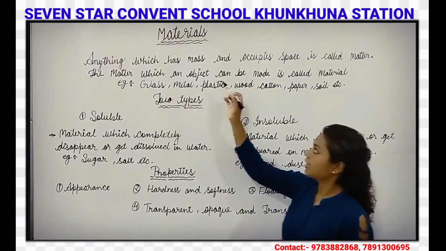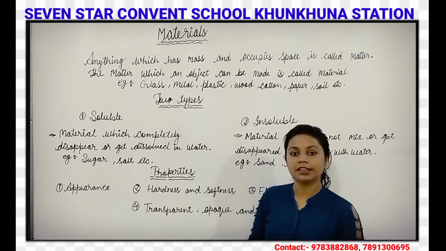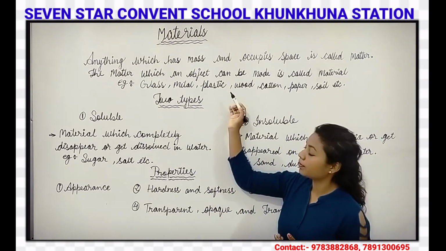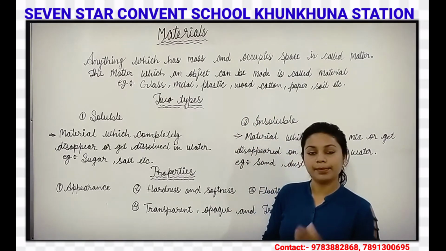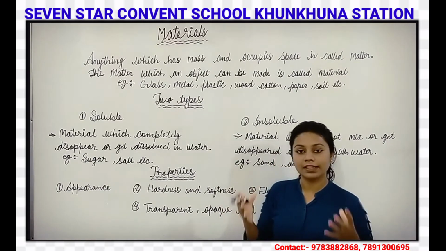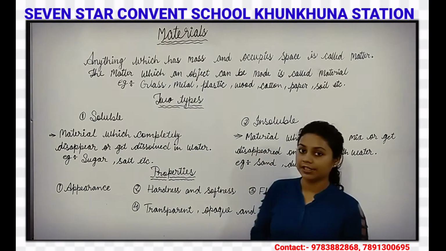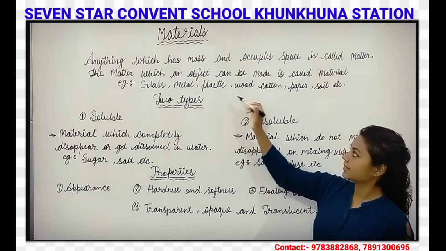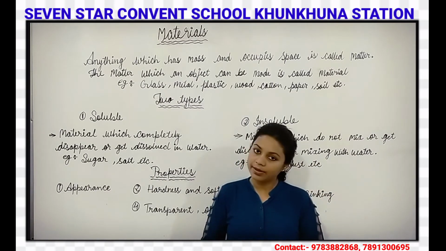Anything which has mass and occupies space is called matter. Again, matter which has an object and can be made is called material. Examples of material are glass, metal, plastic, wood, cotton, paper, soil, etc. These are all examples of material.